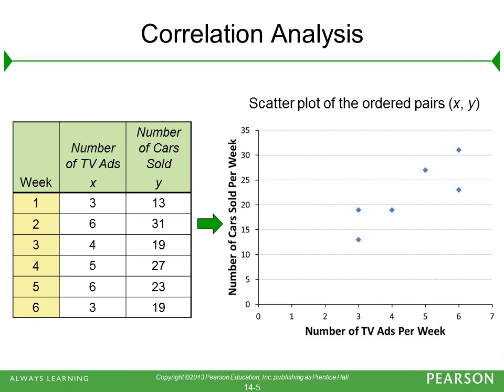So let's say we collect some data over a 6-week period. Week 1, 3 ads were run, 13 cars were sold. Next week, 6 ads were run, 31 cars were sold, and so on and so forth. The graph on the right hand side shows a scatter plot that shows the relationship of number of ads to the number of cars, and each dot shows one relationship.